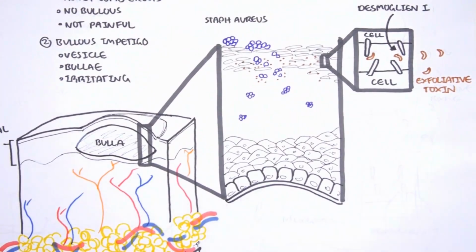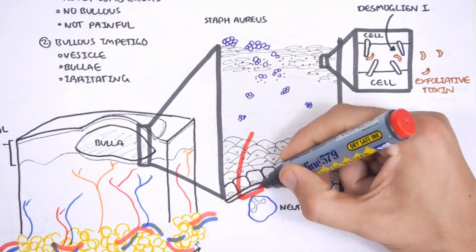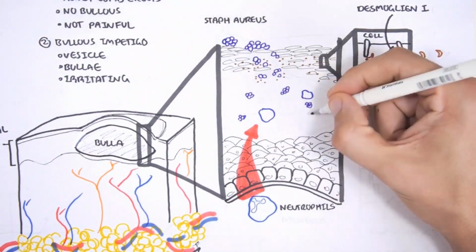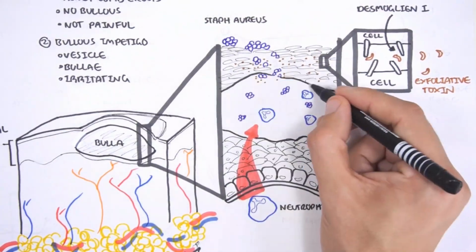And as it invades deeper into the epidermis, it causes an inflammatory reaction. Neutrophils can come in, and thus it can also form a big blister, a bulla or a vesicle, or even a pustule.